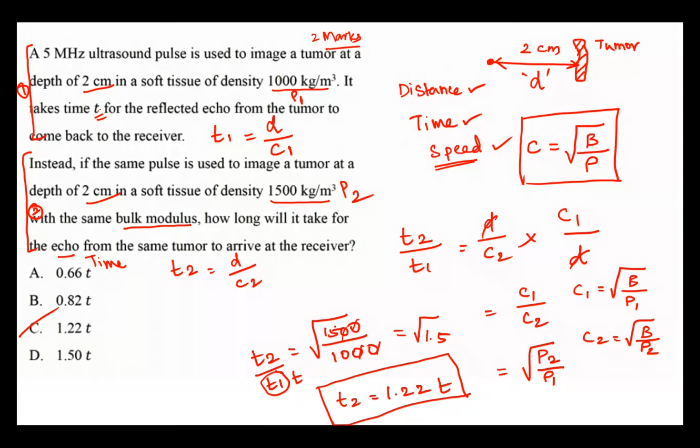Fine? Is that fine? So many of us make a mistake here by writing T1 by T2. You need to find T2. They have given T, so definitely T2 by T1 is the correct option to choose. Okay, fine. Solve. Any doubts?